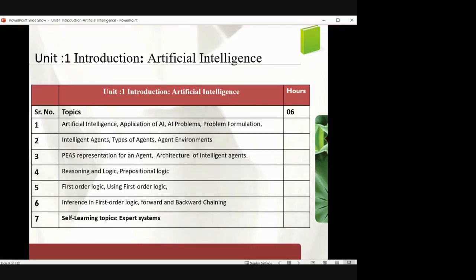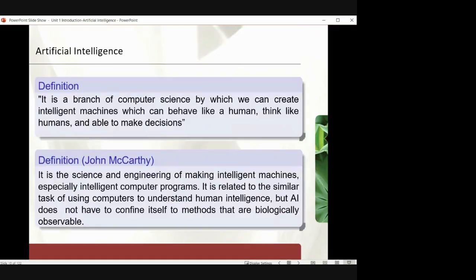Okay, so this is the current environment we are having around us. All things are intelligent, but not that much intelligent like a human being. So how we can go for the strong AI, that we will see. If we talk about AI, the definition is what? It is a branch of computer science by which we can create intelligent machines which can behave like a human, think like a human, and are able to make decisions. Now this is very, very important.